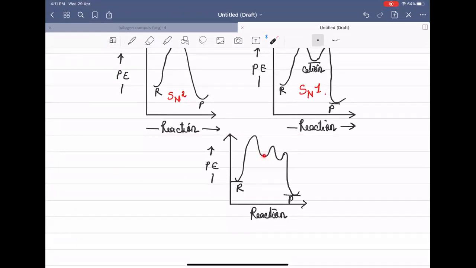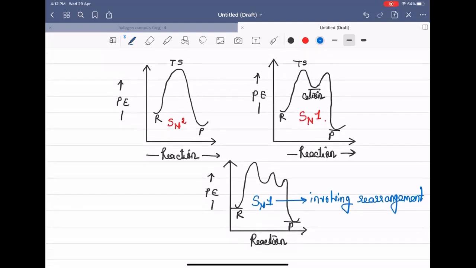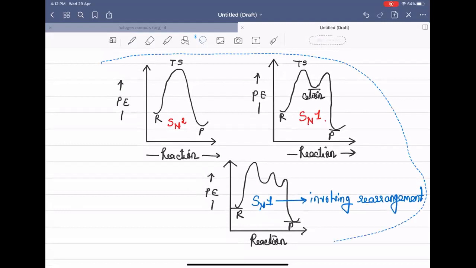Perfect. And then we have one more transition state, and then there is this rearranged carbocation with lower potential energy, right? And then this goes on to form a new transition state, and then finally the product. So this is also SN1, but SN1 reaction involving rearrangement. And that too, the rearrangement involving only one step in it. So I hope you take down all this. All of you, please take down these diagrams if you have to.